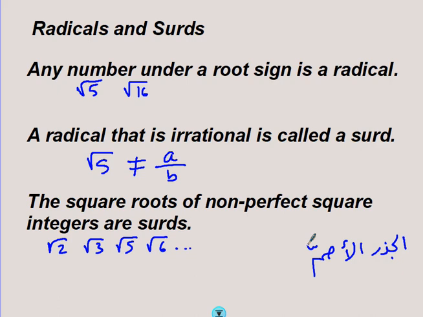Still, the origin of the notation, which is the root sign, is believed to be an elongated r for radical. So this is an r, the radical of 2, for example. Anyway, let's move on.